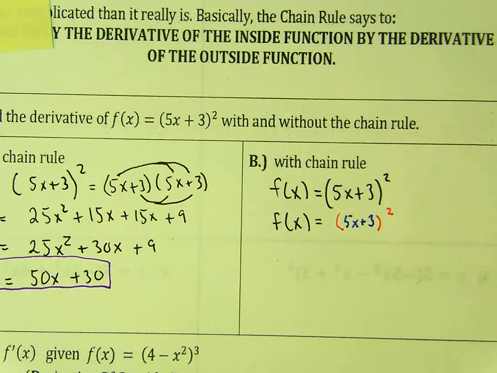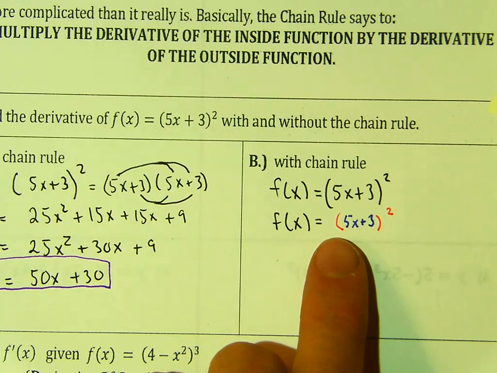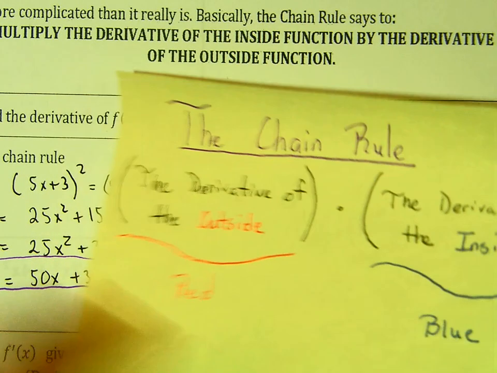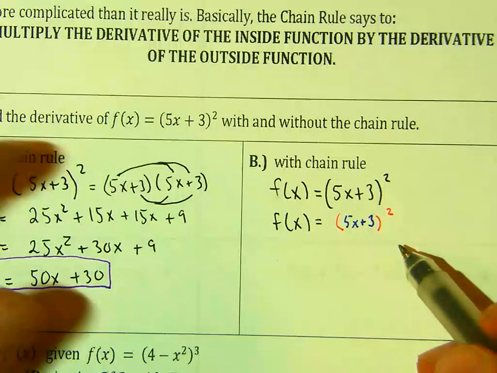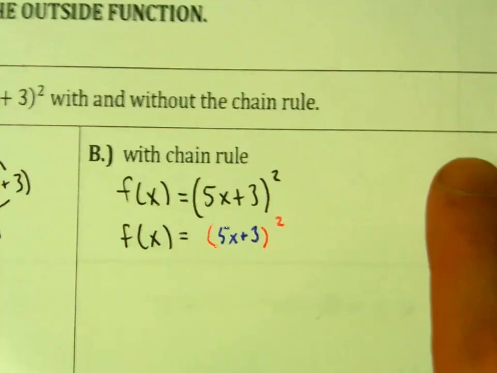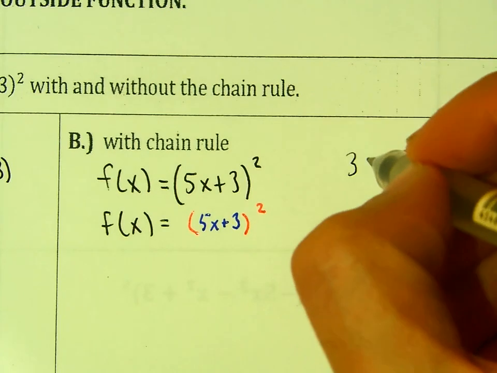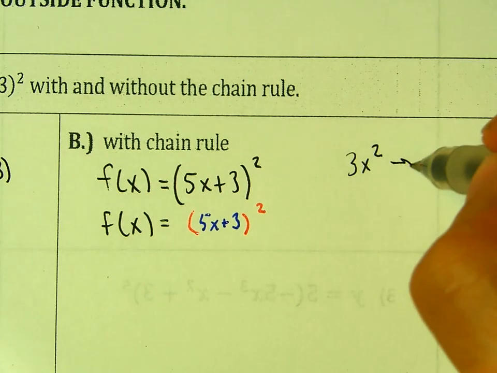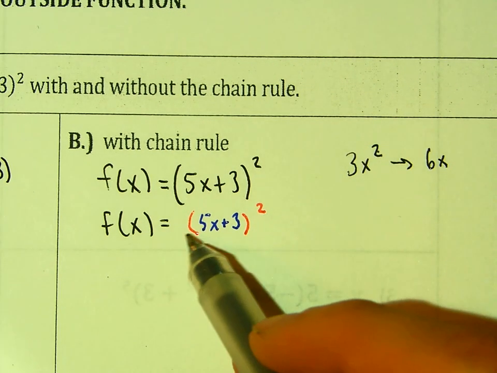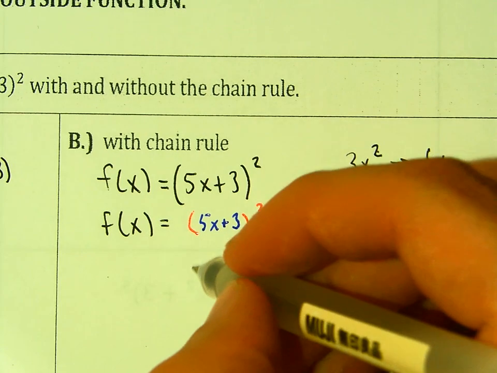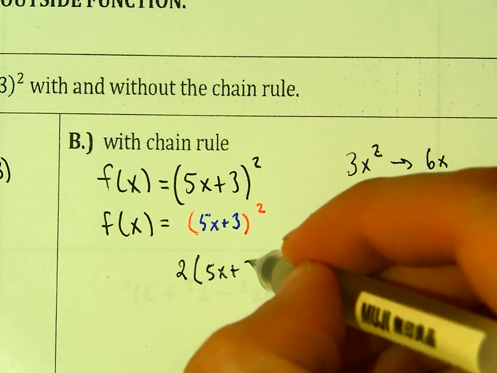But to continue on, what's the idea of this? It's saying take the derivative of the outside, which is the red, times the derivative of what's on the inside. If I were to take the derivative of the outside, just looking at the red over here, it's not that crazy, just imagine the power rule. If I said, what's the derivative of 3x squared? It's just 2 times the 3, this is 6x. And that's the same idea here. Imagine there's a 1 there. This is 2 times 1, so this is 2.